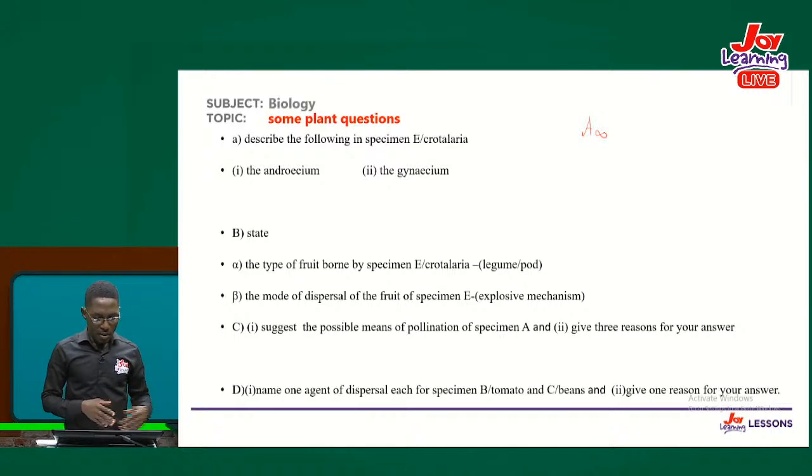Now, suggest the possible means of pollination of specimen A. So, another example, let's say it's a crotalaria. How do they pollinate it? Is it insect pollinated? Then give us three reasons why you say they are insect pollinated.